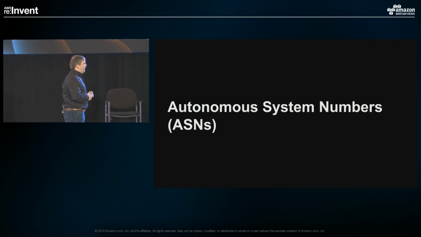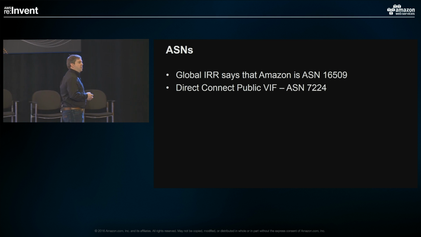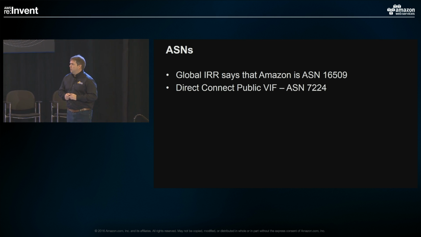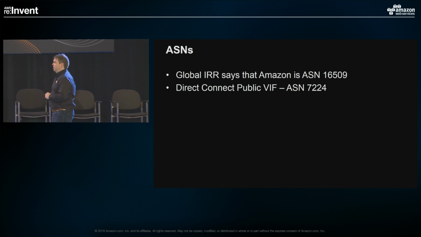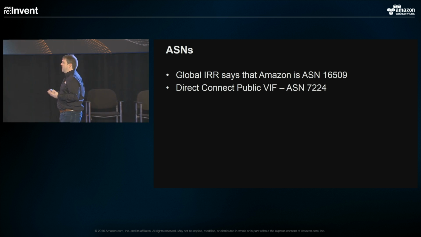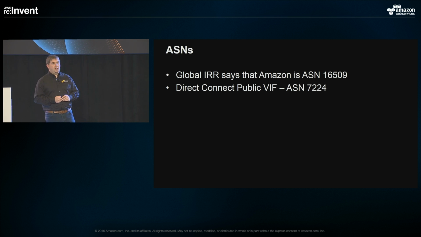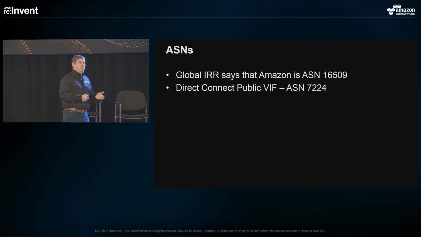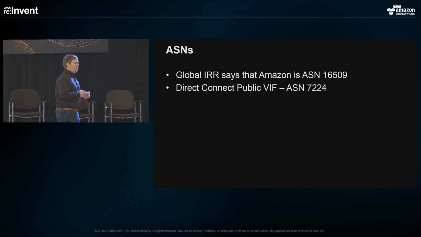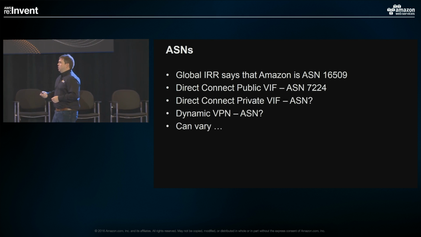So a bit more on AS numbers, autonomous system numbers. If you look up Amazon in one of the internet routing registries, you're probably going to see that our AS number is 16509. There's a few others out there as well, but that's our main AS number. But when you create a public virtual interface and you download that configuration, remembering it gives you access to all of Amazon's public IPs in that region, you're actually going to see that the AS number is probably 7224. It's not 16509.